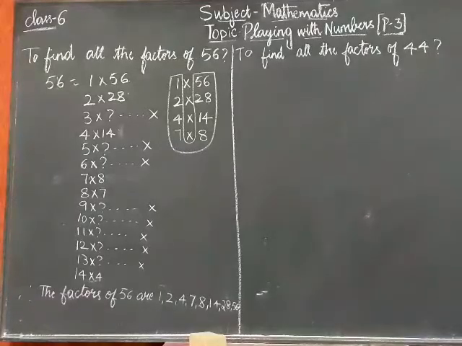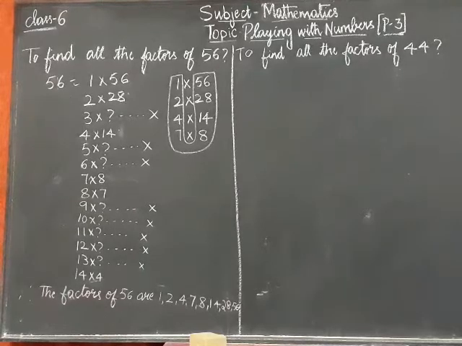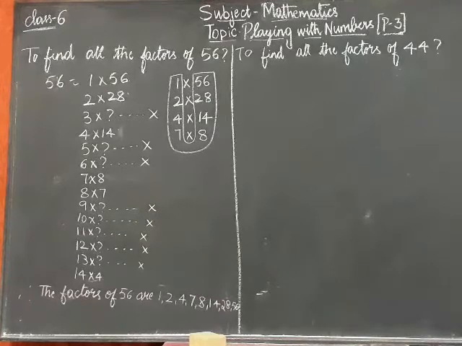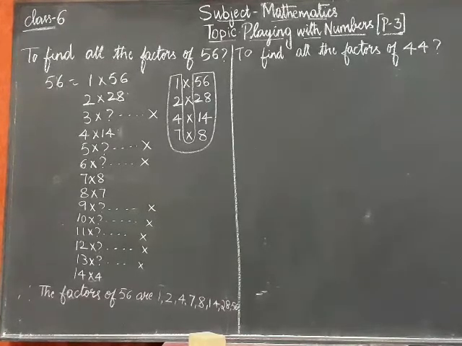So next sum I have taken to find all the factors of 56. Now see the number, it is 56. What does factors tell you? A factor of a number is an exact divisor of that number. Every number other than 1 has at least 2 factors. Every number is a factor of itself. Every factor is less than or equal to the given number.